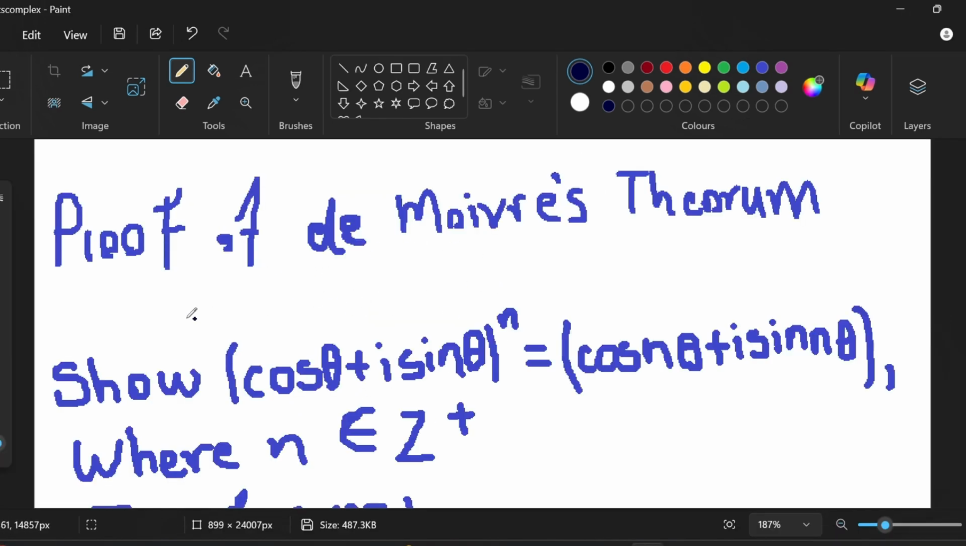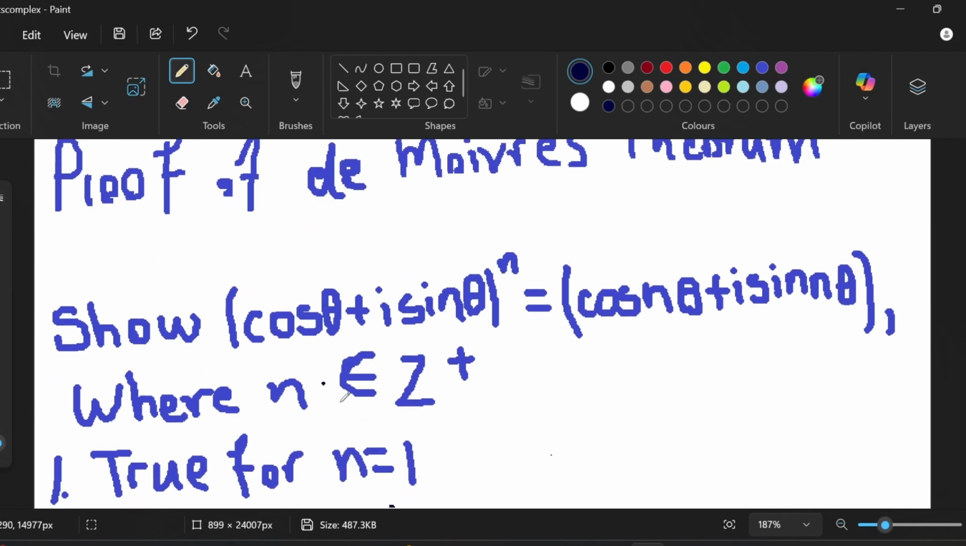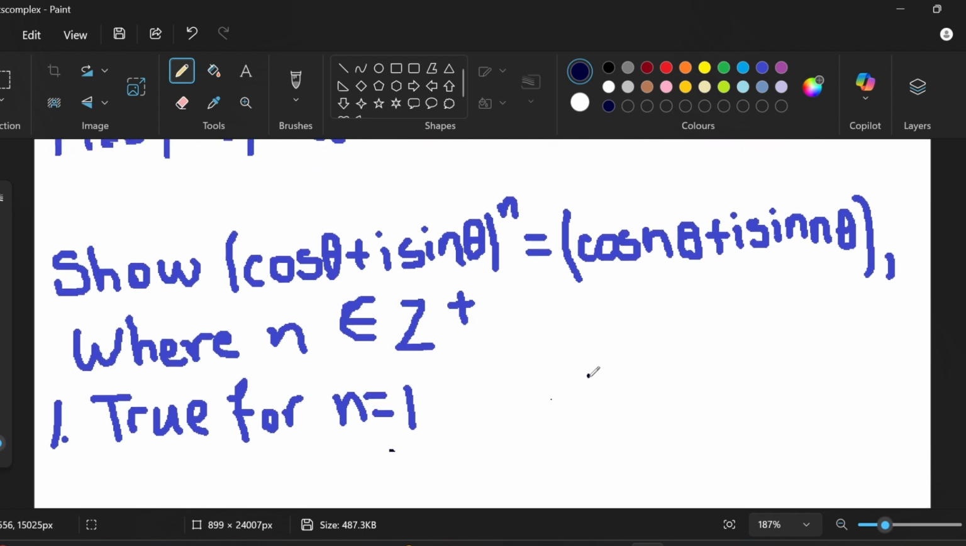To prove De Moivre's theorem, we use induction, which we're going to talk about in the proofs video. This is kind of just one of those things you have to write out 5 times and memorize and then just have it in your brain forever. So we need to show that cos theta plus I sine theta to the power of n is equal to cos n theta plus I sine n theta for any positive integer.